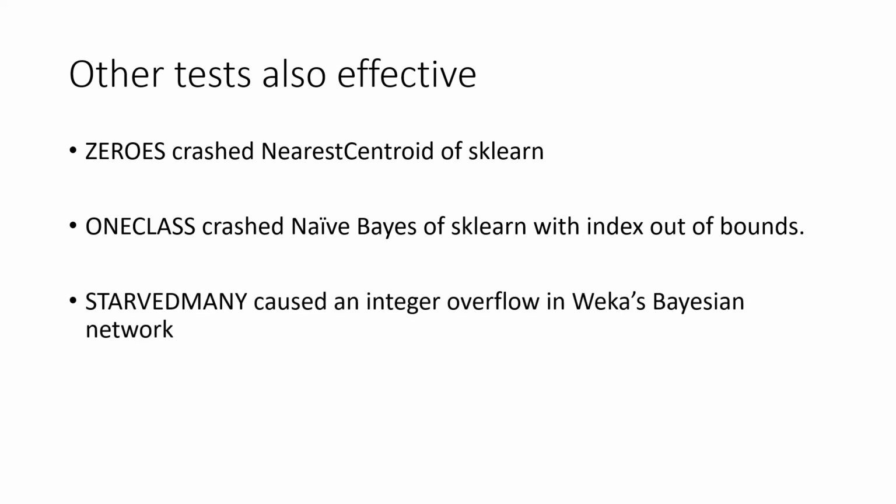And Weka's Bayesian network just failed with an integer overflow if you have too many very small categories in your data. And again, there are more test results which you can find in our paper.